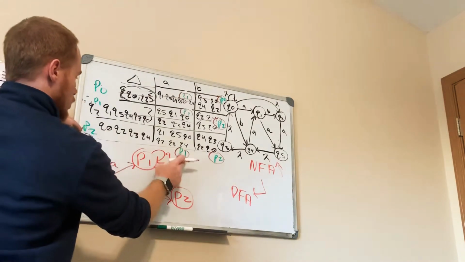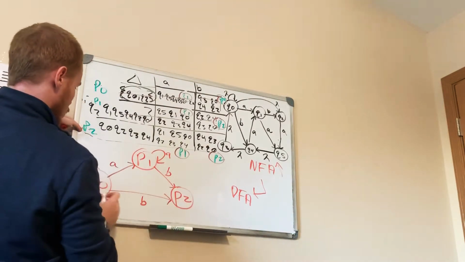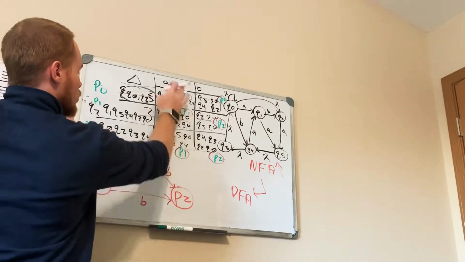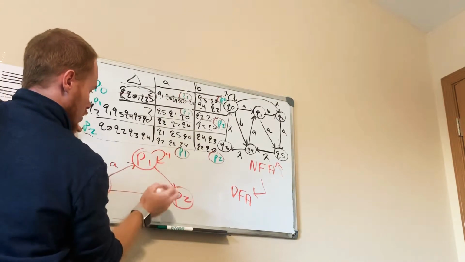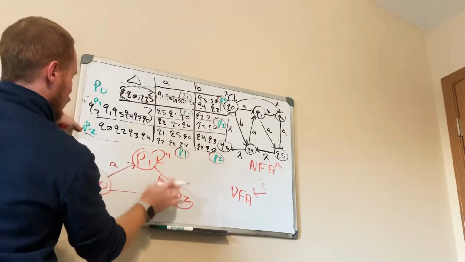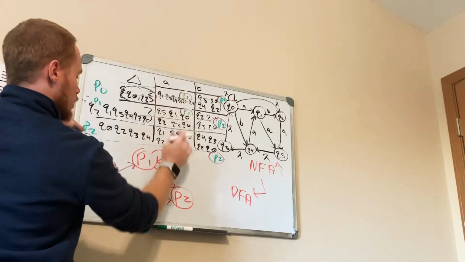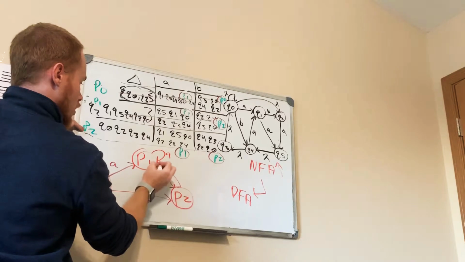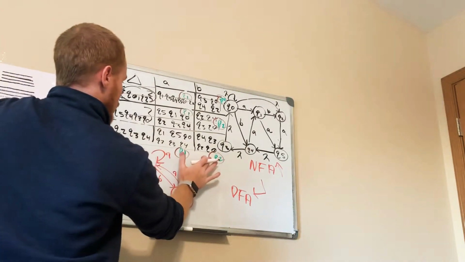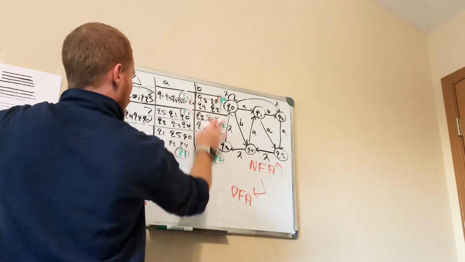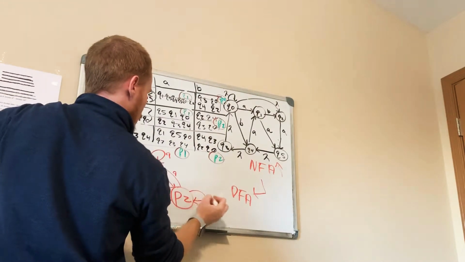From P2 to P1, we can use input A. So let's put this on the other side. B. From P2 to P1, we can use input A. And then from P2 to P2, we can use input B.